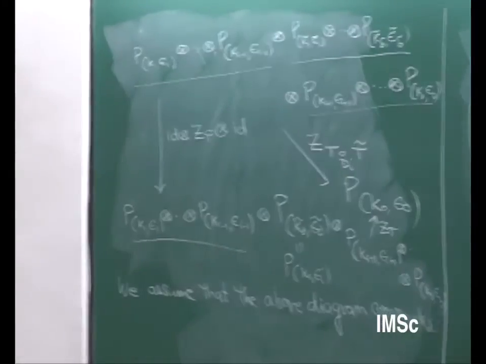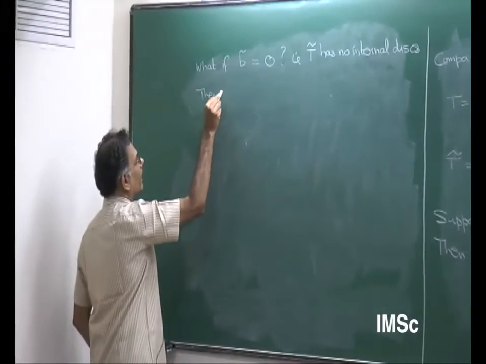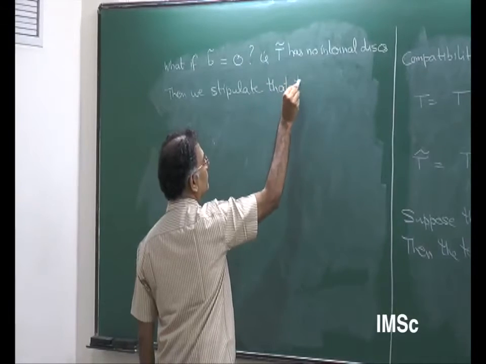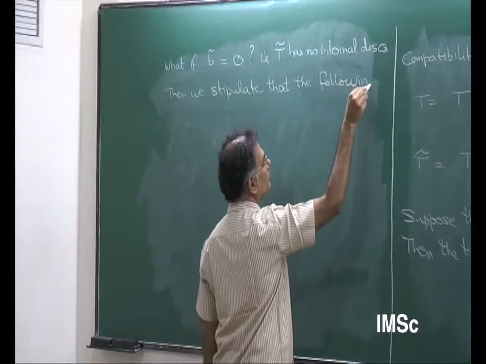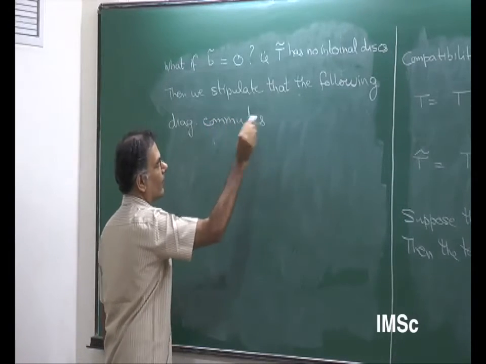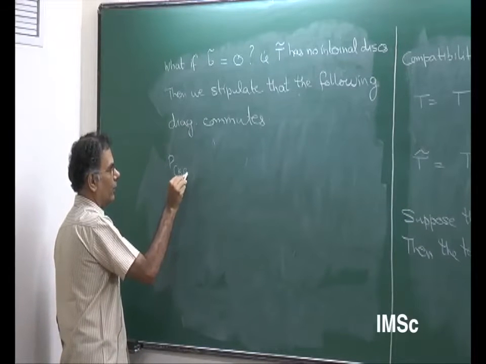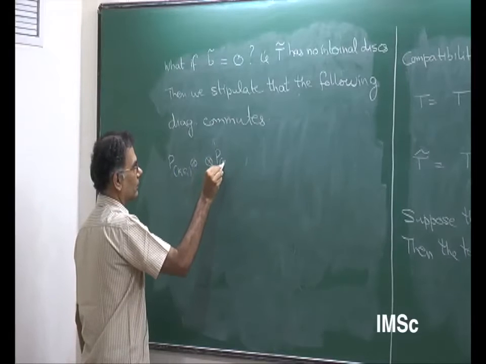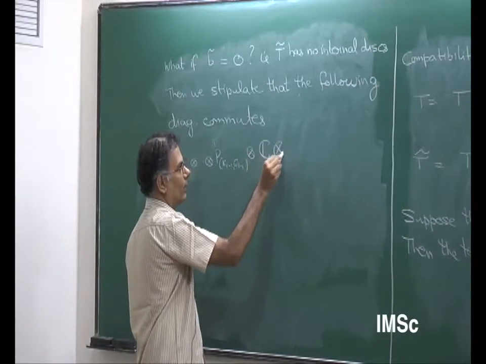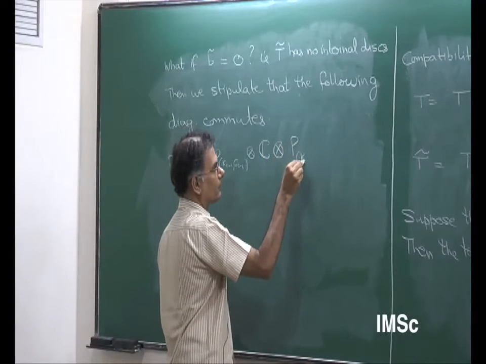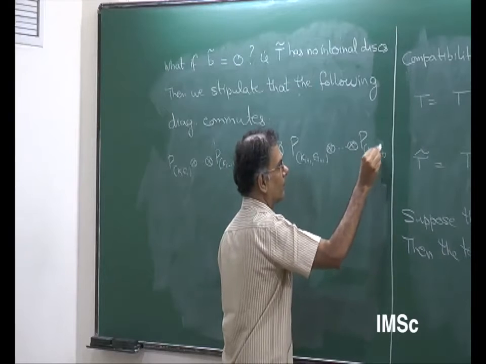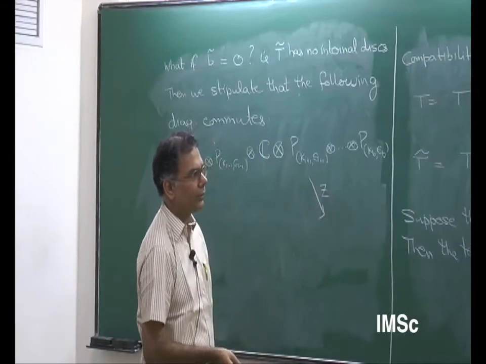So if T tilde has no internal disks, then we stipulate that the following diagram commutes. And it's very similar. So what is this diagram? You have k1 epsilon 1 up to I minus 1 and nothing, so you just have C here, or the field, whatever it is. Then you have up through KB epsilon B. And this is going to be Z of T circle.